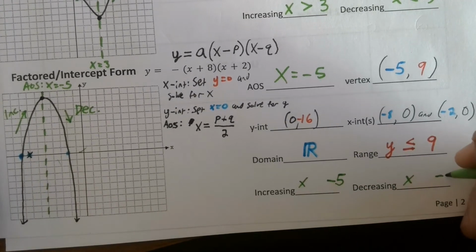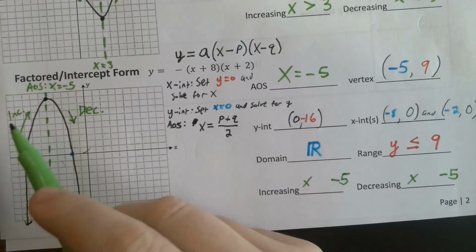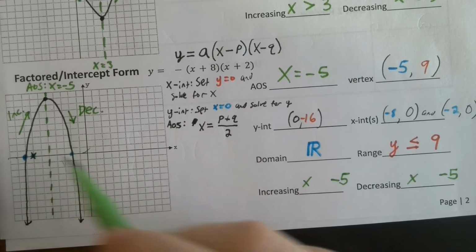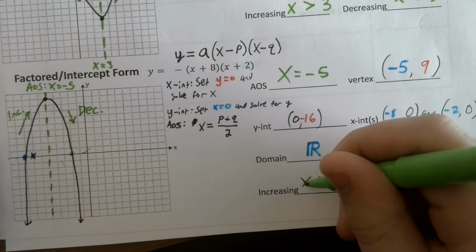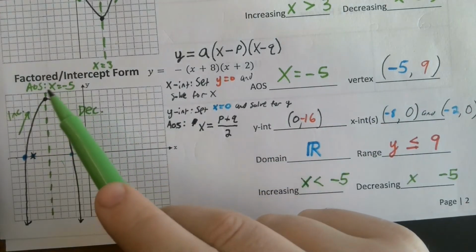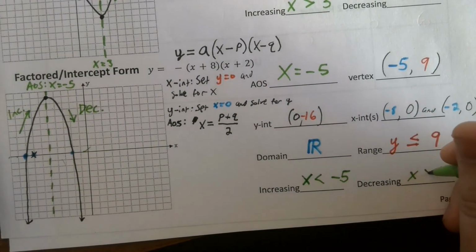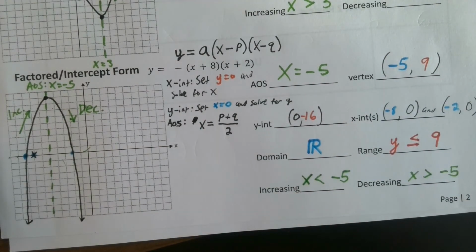So now I just need to put the right signs in between. It seems to be increasing at negative 10, negative 9, negative 8, negative 7, negative 6. Those are all less than negative 5. And it's decreasing as we go to negative 4, negative 3, negative 2, negative 1, 0. Those are all greater than negative 5. So there we go.